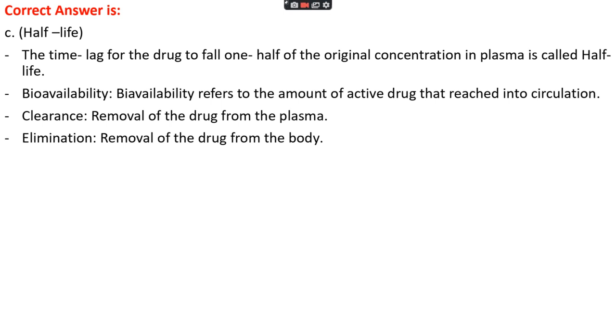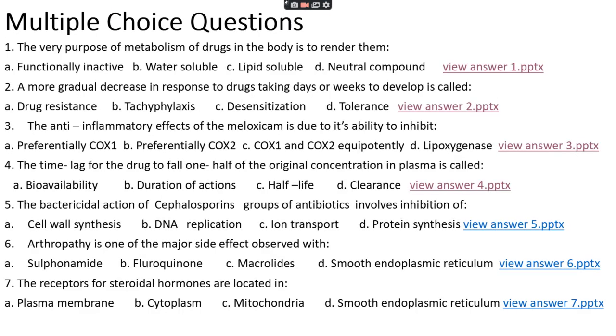While bioavailability is the term given to the amount of active drug that actually reaches circulation from the absorption site. While clearance refers to the removal of drugs from the plasma, and elimination refers to the removal of drugs from the body.